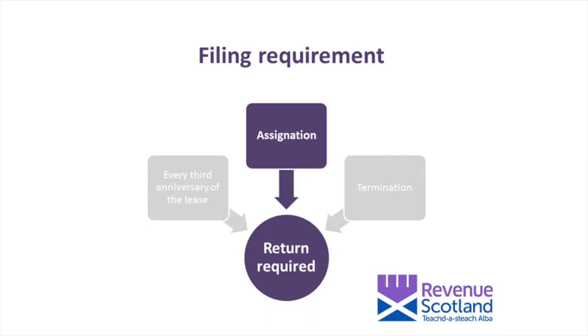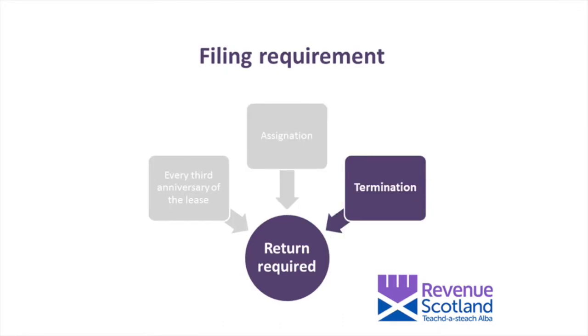After the effective date of the assignation, the assignee assumes the assignor's duties in relation to LBTT. Anything that was done by the assignor in relation to the lease is to be treated as if it was done by the assignee. The final situation where a review return is required is upon termination of a lease. A further return must be submitted by the outgoing tenant, whether the lease terminates before the end of the agreed term or on the natural expiry of the lease.